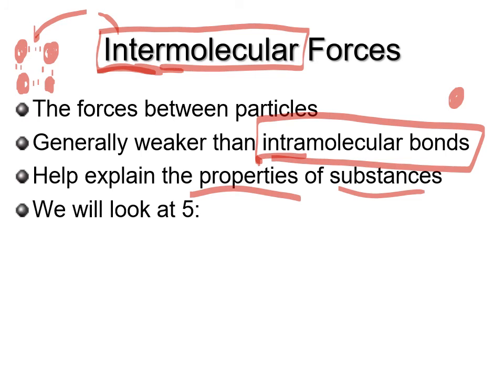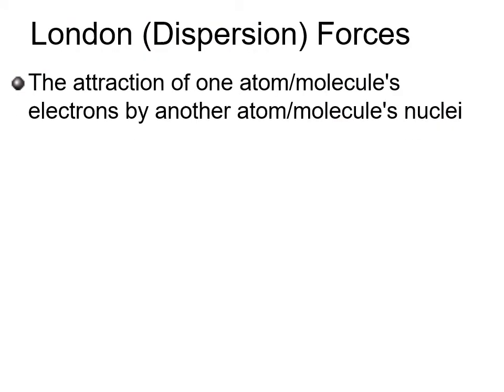So we're going to look at 5 of these intermolecular forces. First one is what's called a London force, or a dispersion force, or a London dispersion force. This is the attraction of one atom's or molecule's electrons by another atom's nuclei. And again, you focus on the atom because obviously a molecule is going to have atoms in it. So you think of the one molecule's atom definitely has electrons around it. The other molecule's atoms definitely have nuclei in them. They have opposite charges, so there's going to be some attraction there.